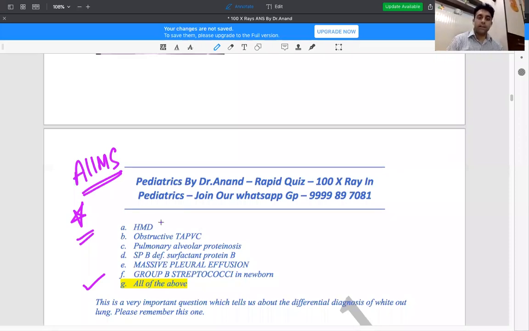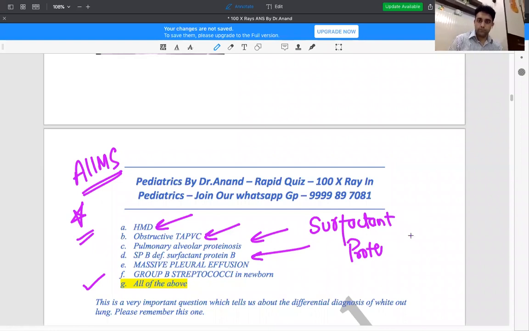Even my grandmother knows that whiteout lung is seen in hyaline membrane disease, but these are all very important causes of whiteout lung. I am helping you put all of them in one place. Infracardiac TAPVC, also known as obstructive TAPVC, pulmonary alveolar proteinosis, surfactant protein B deficiency (SPB is surfactant protein B), massive pleural effusion, and group B streptococci in newborn. These are all the conditions where you see whiteout lung. Very important. Please memorize this from somewhere, it is very important.